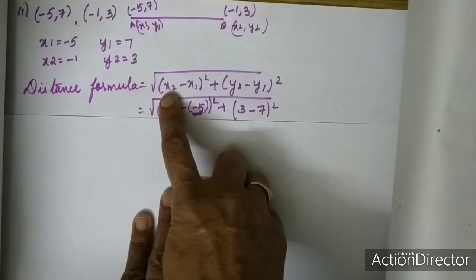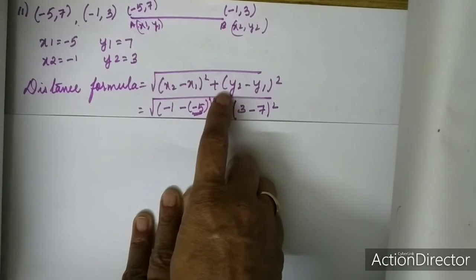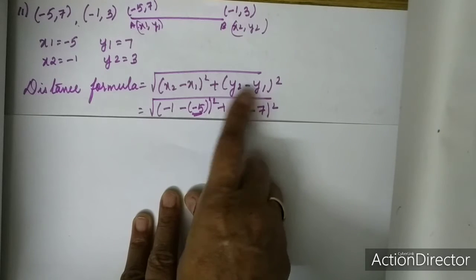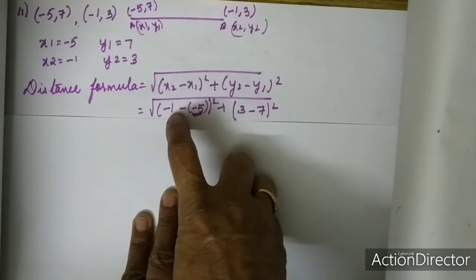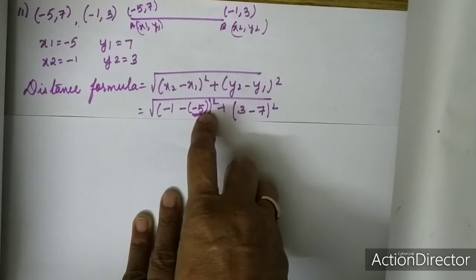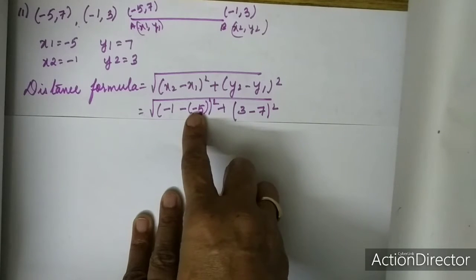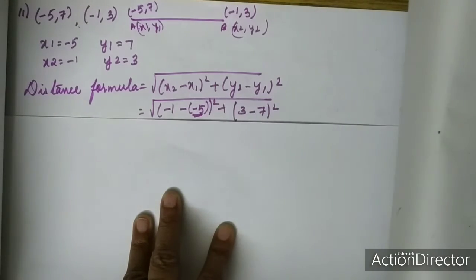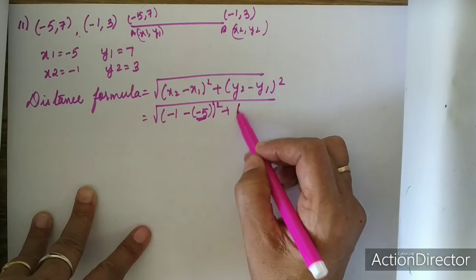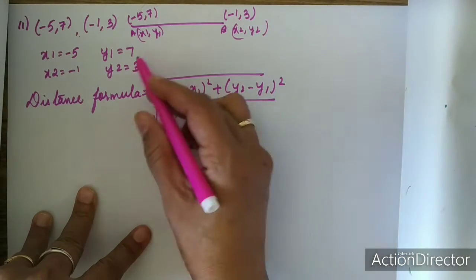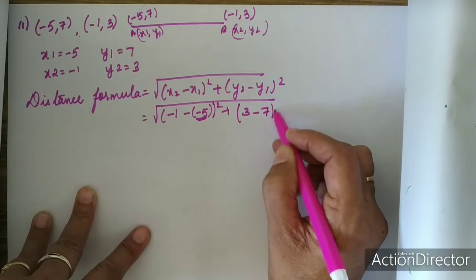Under root of x2 minus x1 whole square plus y2 minus y1 whole square. So replace the value of x2: minus 1 minus of minus 5. You have to write it over here. Don't forget over here, whole square. Now what is y2? y2 is 3 and y1 is 7. So minus 7 whole square.